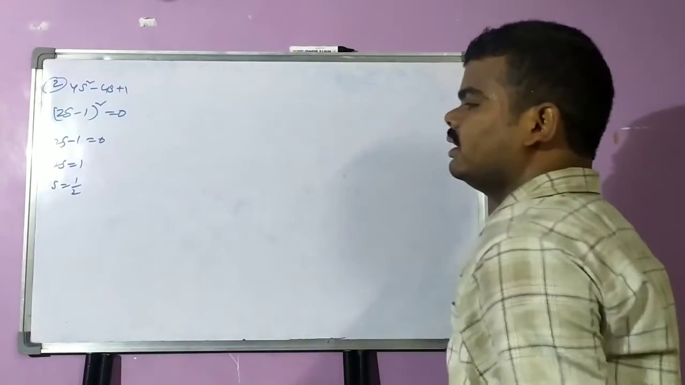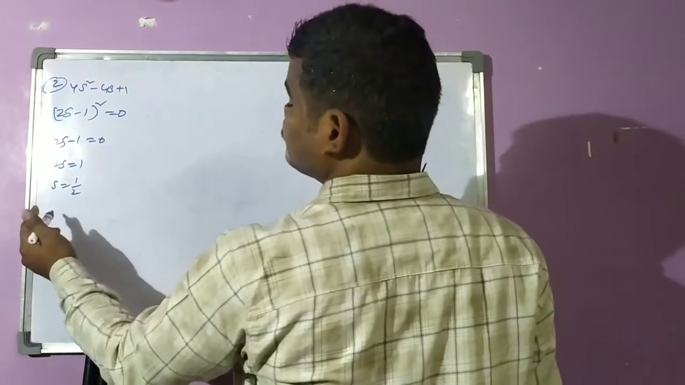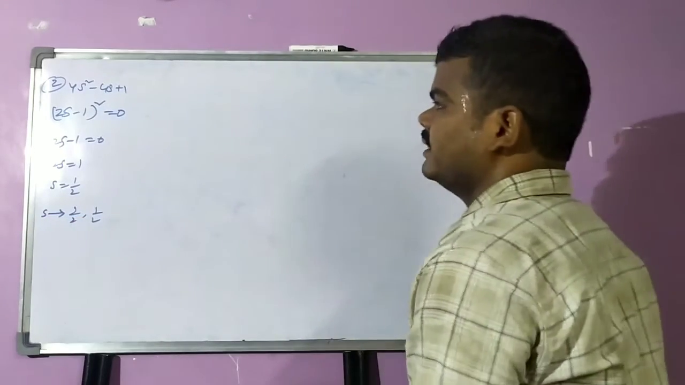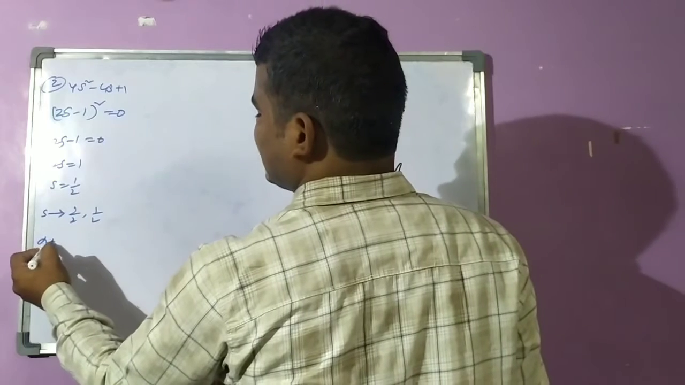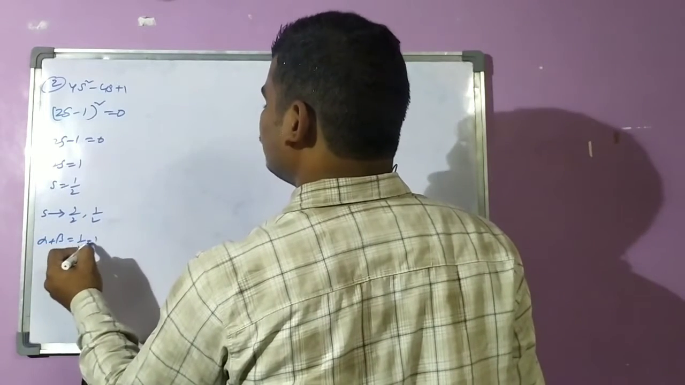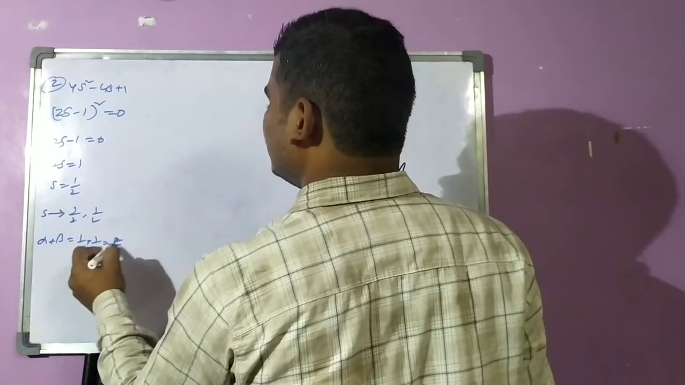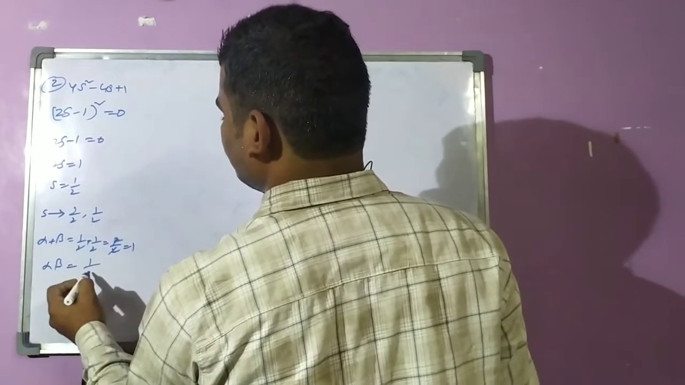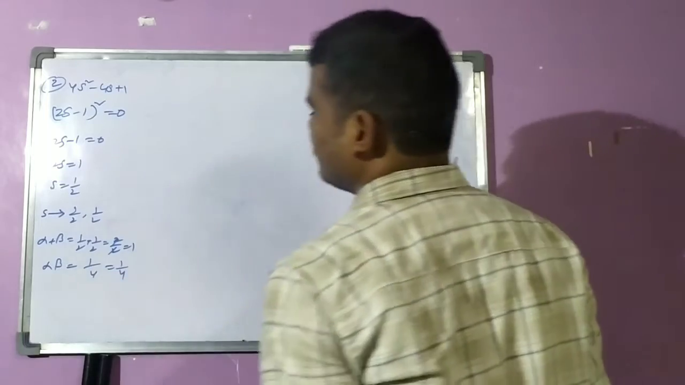What is the degree here? 2. Therefore, 2 zeros we consider. One is 1 by 2, other one is also 1 by 2. So, sum of zeros is alpha plus beta. 1 by 2 plus 1 by 2 is equal to 2 by 2. Value is 1. Alpha into beta, 1 into 1, 1. 2 into 2, 4, which is equal to 1 by 4.